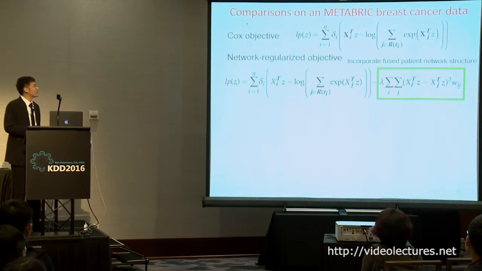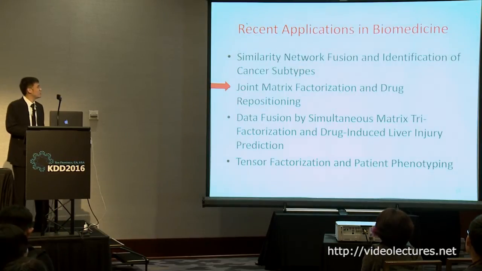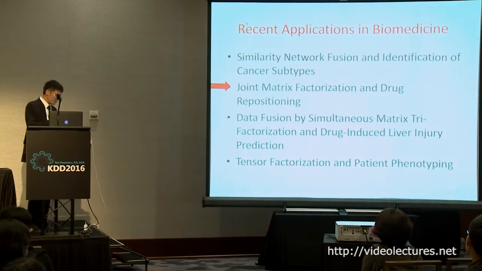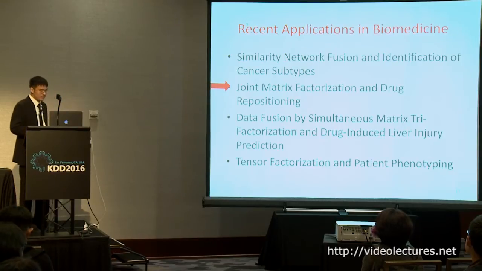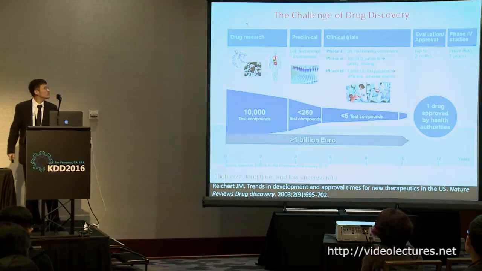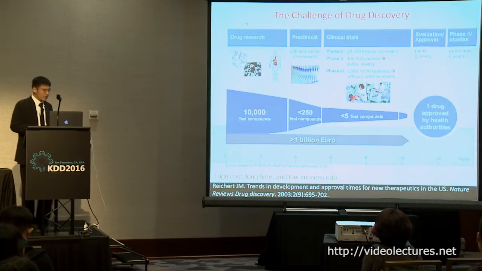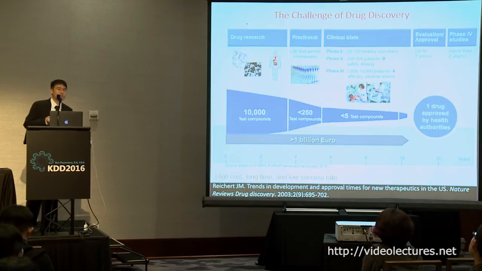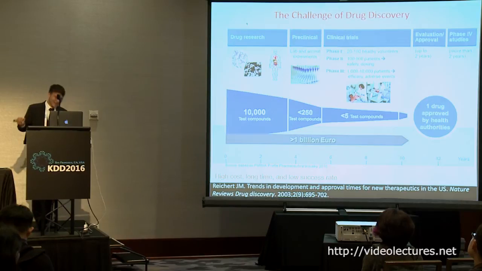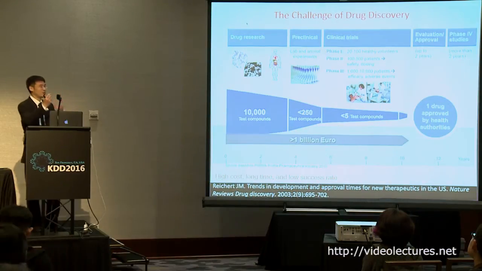For the second part, I will introduce the joint matrix factorization methodology and drug repositioning as a case study. Drug discovery is a very challenging task, and right now there is a very standard way to design a drug. Basically, scientists find the disease and understand the disease, then find the disease targets, and then design a chemical to target this drug target.